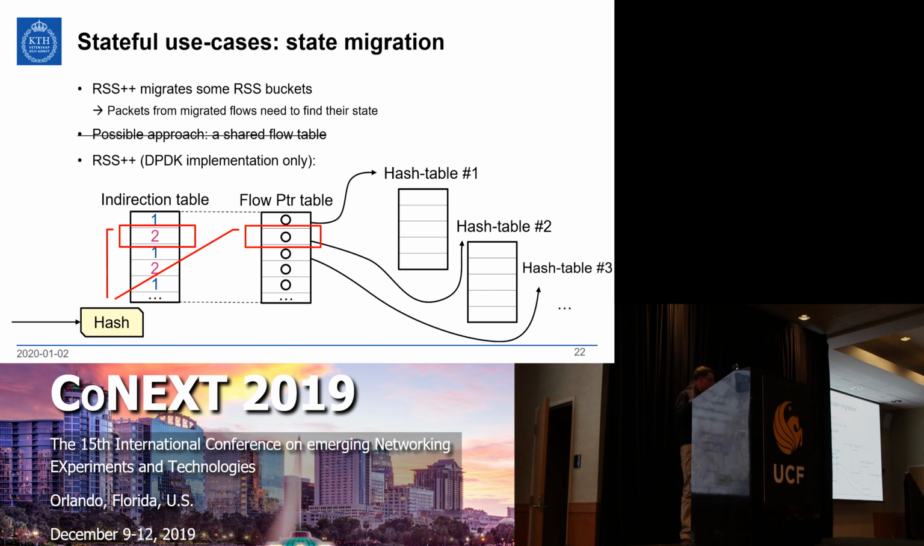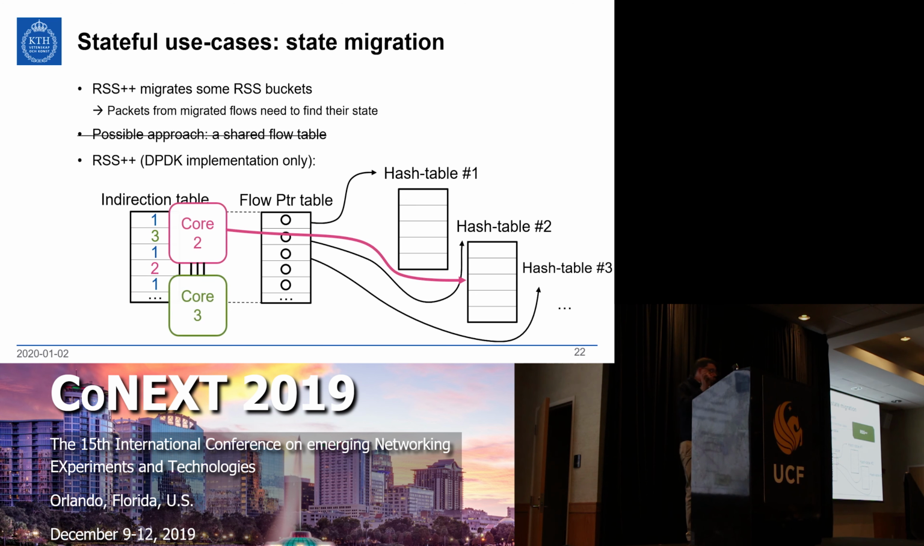We receive in software the hash as computed by hardware, so we don't even have to rehash in software. And we can use the last bits of the hash to select which flow table should handle the packets. So when RSS++ tells us to migrate bucket number 2 from core 2 to core 3, core 2 will stop receiving packets, and core 3 will start receiving packets for that bucket, of course. And there is basically nothing to do. We don't have to move the state. Core 3 will look at the last bits and will find the right flow table.